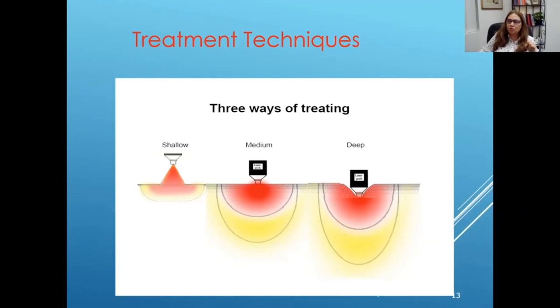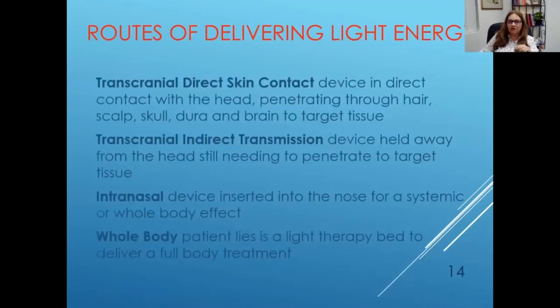This is going to be important because devices may make direct contact when we're doing transcranial or other forms of treatment, or they may hover over the area. But keep in mind, when that's done, you're not getting the same depth of penetration and therefore generally effectiveness. So how do we deliver that energy? It can be done in 4 different ways.